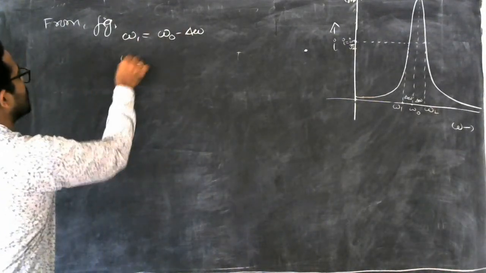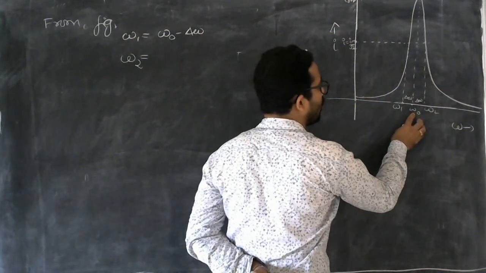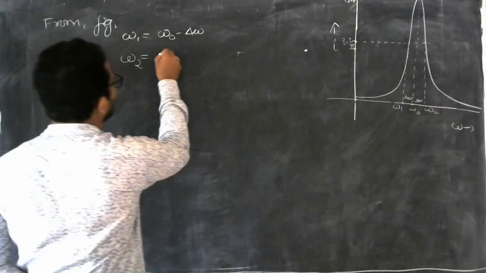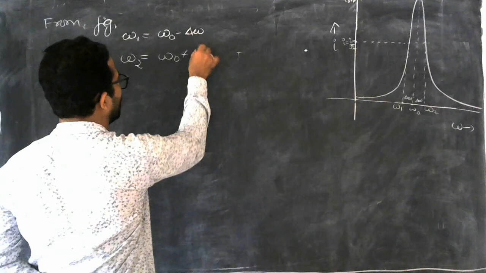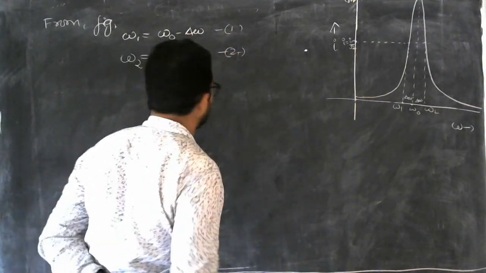Similarly, how to write the omega 2? Omega 2 is equal to omega naught plus delta omega. So this is equation number 1, this is equation number 2.